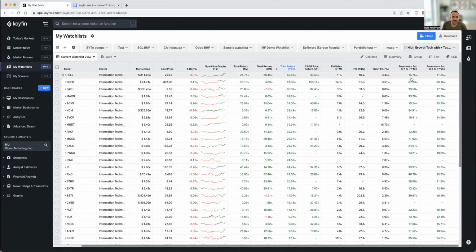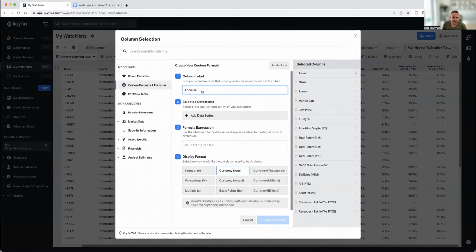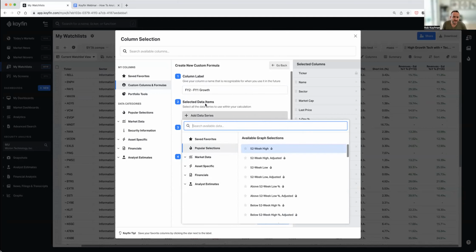The other thing that you can do, which is really, really cool, is create a custom column, right? Even though I have my FY1, FY2, let's say I really want to find stocks where the growth rate is actually accelerating from FY2 to FY1. So I actually want to find the difference in these two measures. What I do is I go to columns, I go to custom columns and formulas. I say that I want to create a new formula here, right? Create new custom formula. So I click here. It says, give me your labels. So I'd say FY2 minus FY1 growth, right? That's my name. Then I would select the data items I want.